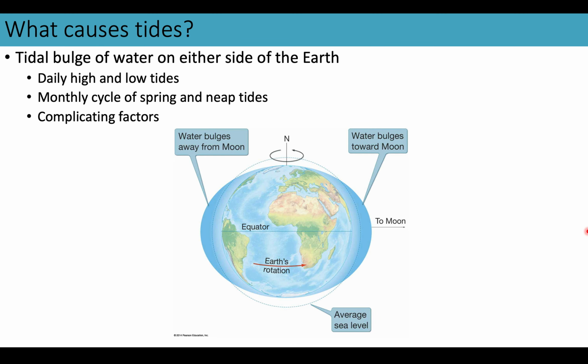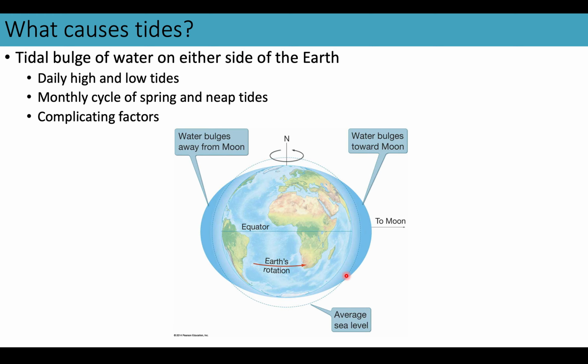So what causes our tides? The tides can be seen as a bulge of water on either side of the Earth. In this case here we have an arrow that says the moon is in this direction. The water is going to bulge towards the moon, but also away from the moon. So you have these bulges on both sides of the Earth.